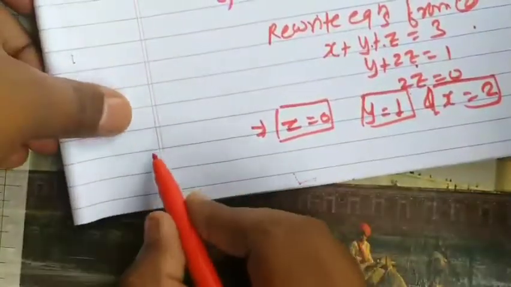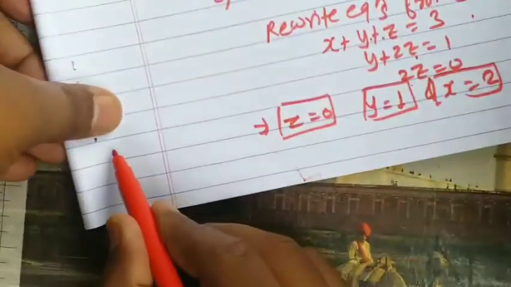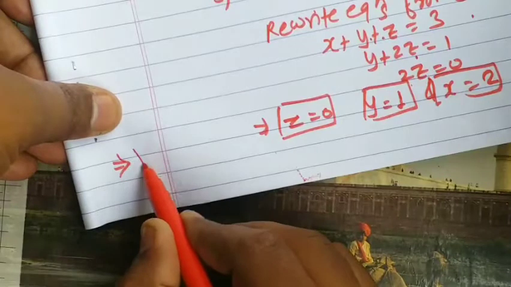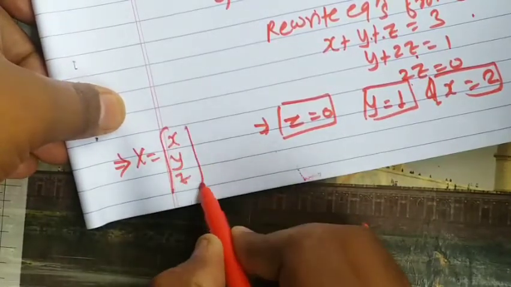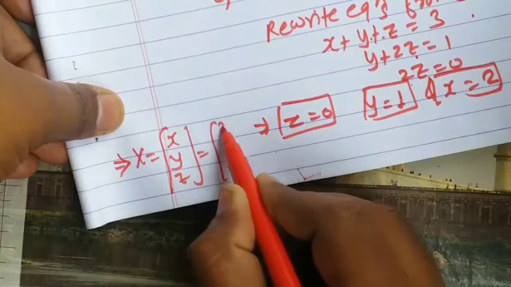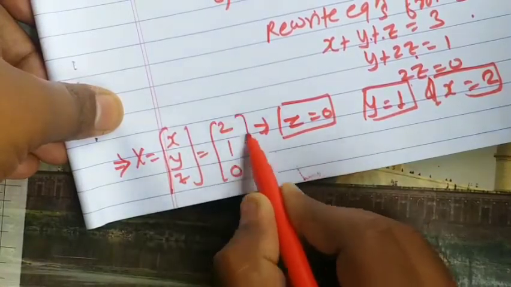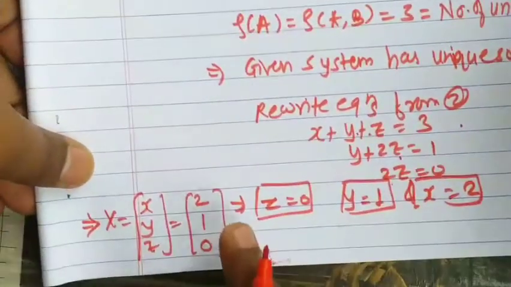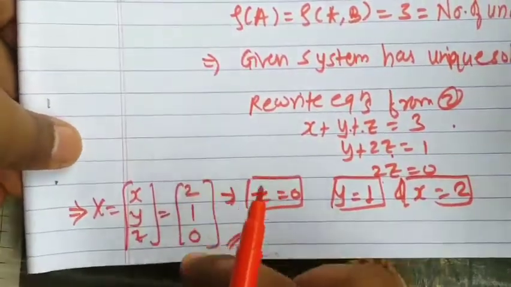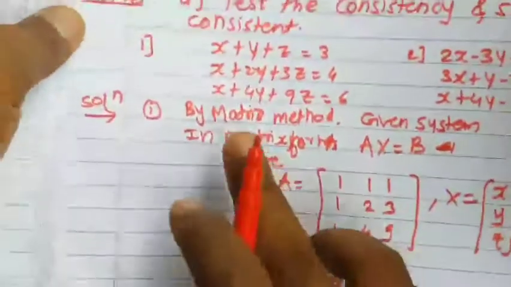So finally you can write the solution in matrix form also, as this implies capital X equal to, what is capital X? x, y, z equal to x is 2, y is 1, z is 0. This is the required solution of the given system. And you can cross check your answer also. When you put x, y, z as 2, 1, 0, all the 3 equations have to be satisfied.